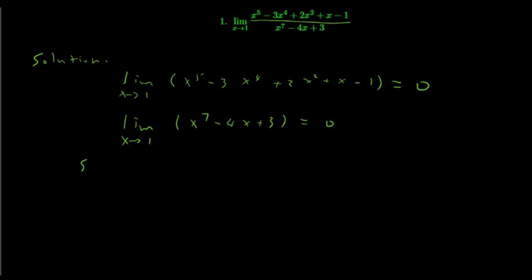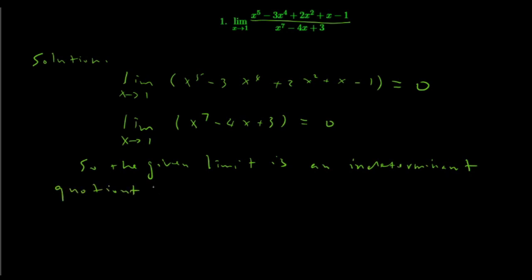Okay, so the given limit is an indeterminate quotient. Probably you want to mention the type of, a type 0 to 0. Okay.